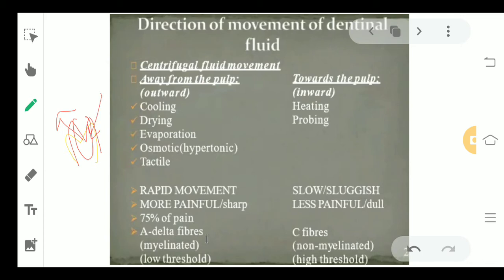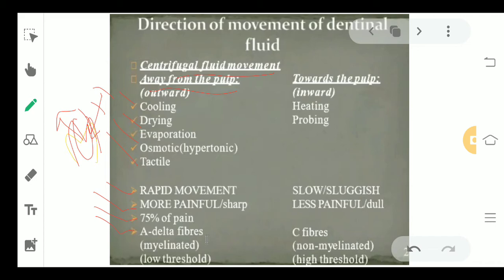If it comes from the outer surface, it must be coming from enamel, then to dentine, and then to the pulp. Okay. So if the centrifugal fluid movement is away from the pulp, then the reasons can be cooling, drying, evaporation, tactile sensation, all these things can be seen. The pain when the movement of the fluid is outwards, from pulp towards the dentine, is going to be more sharp and more rapid, and 75% of the time pain is because of this reason.